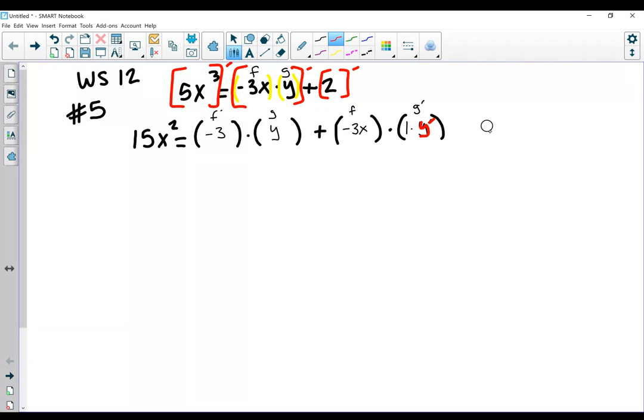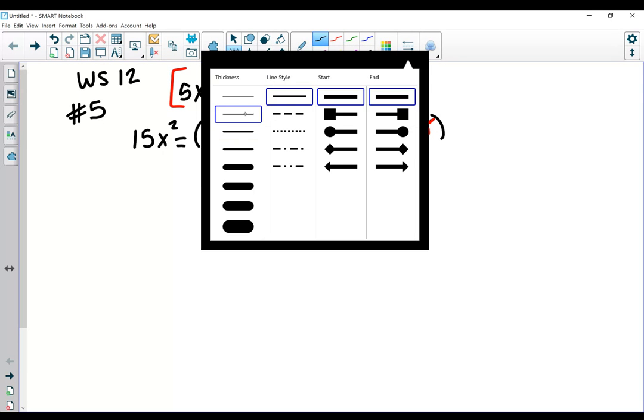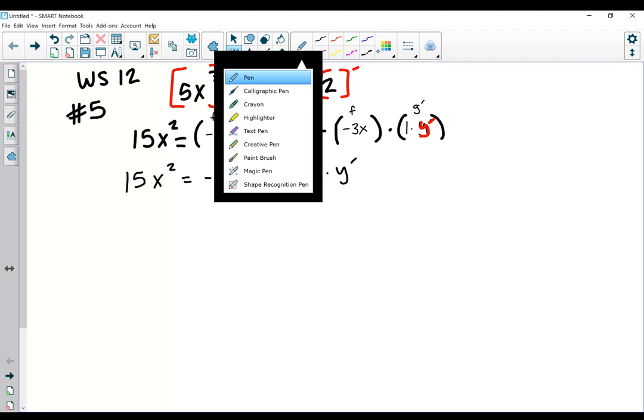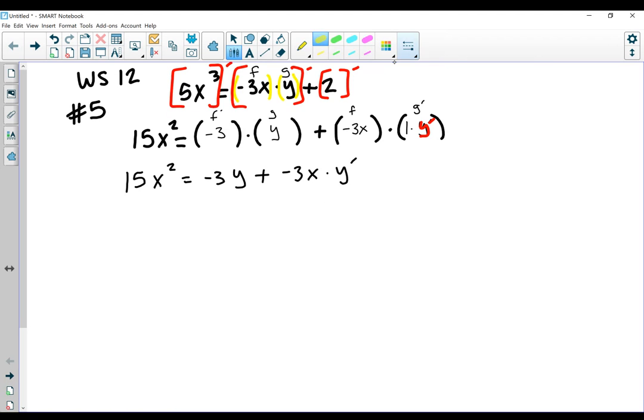Plus 0, this is kind of ridiculous, you don't need it. To clean this up, all I'm going to do at this stage is rewrite that expression one more time. I'm not really doing any math other than rewriting this. This product is negative 3y. This product is negative 3x y prime. And again, just to remind, this is what we're solving for.